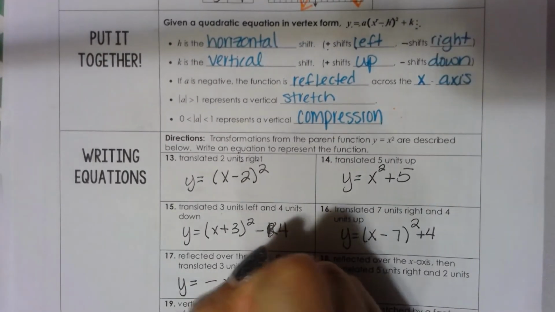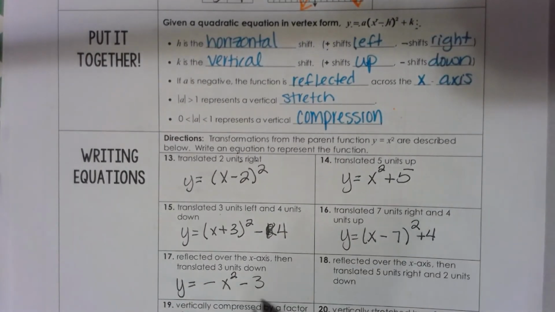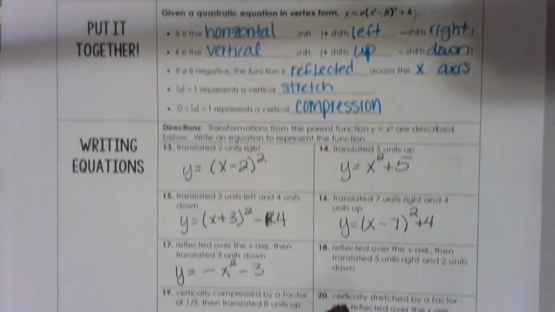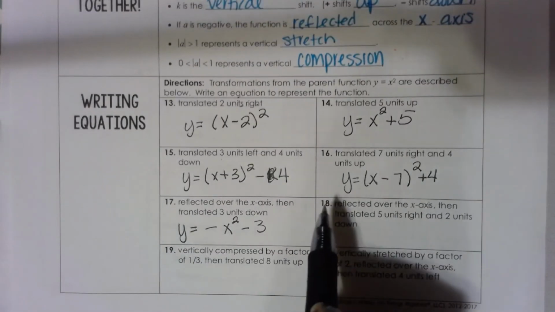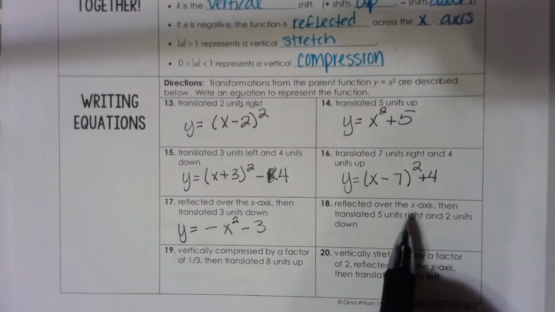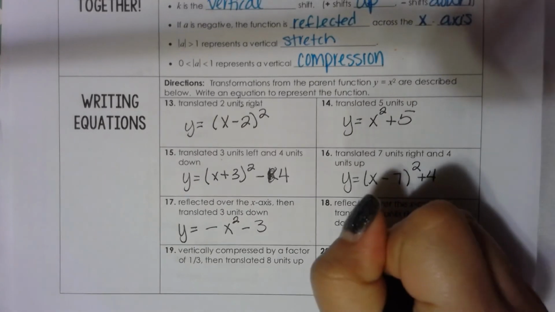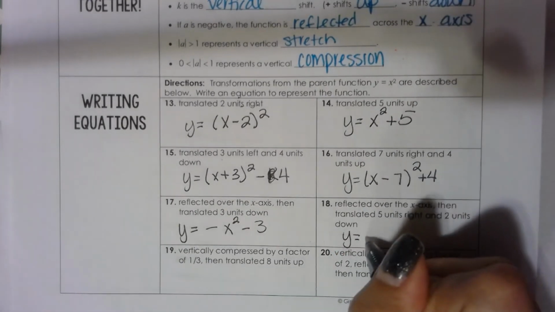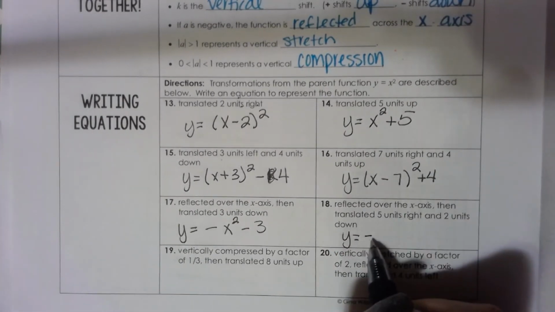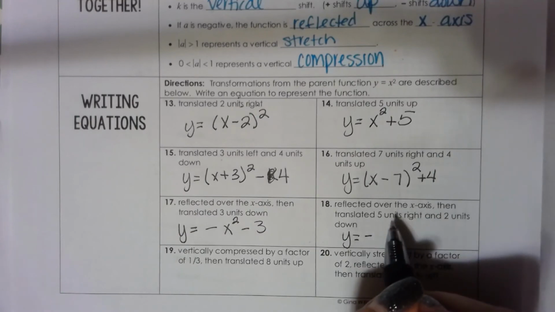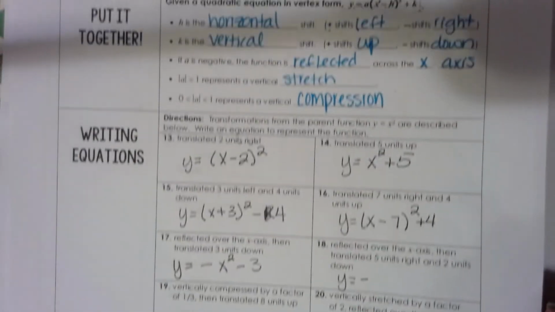Okay, number 18. Again, we have a reflection over the x-axis. So we know there's going to be a negative sign up at the beginning. Then we're going to be translated 5 units to the right. Being translated to the right means we're going to have subtraction inside of our parentheses. So x minus 5, close, squared, and 2 units down. Down is subtraction, again, so minus 2.